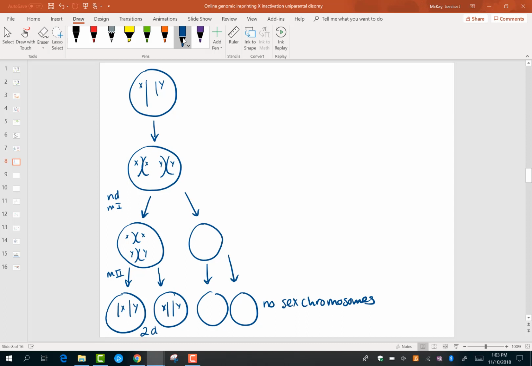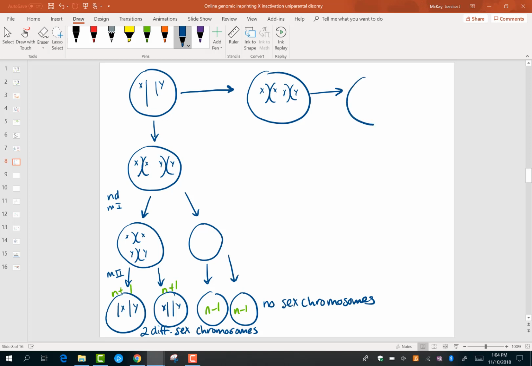Okay. Two different sex chromosomes, and we could put the same n, let's do it in a different color. This is n minus 1, these are n plus 1. Okay. Let's say non-disjunction happened in meiosis 2. So we duplicate the chromosomes. They split properly the first time. And then you have non-disjunction meiosis 2.